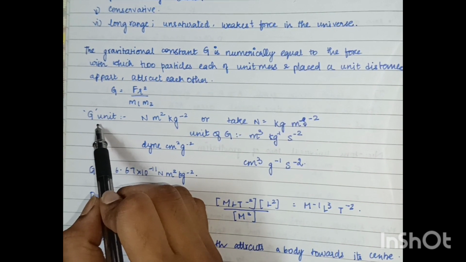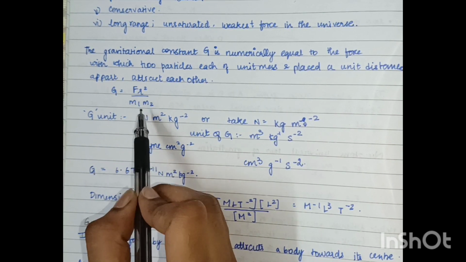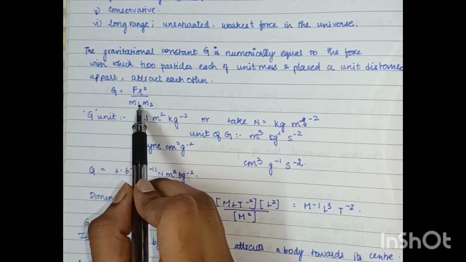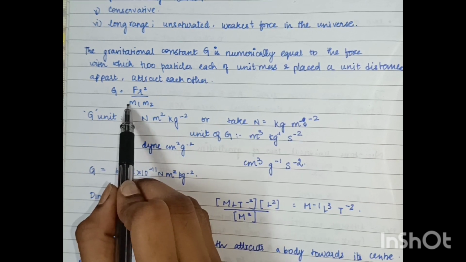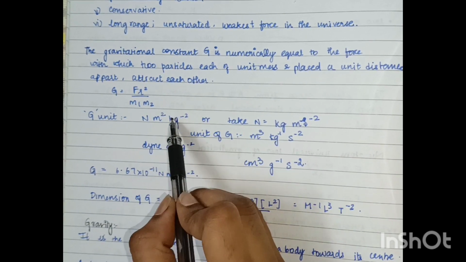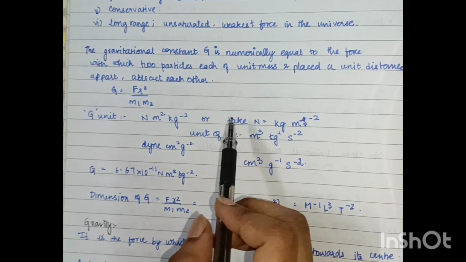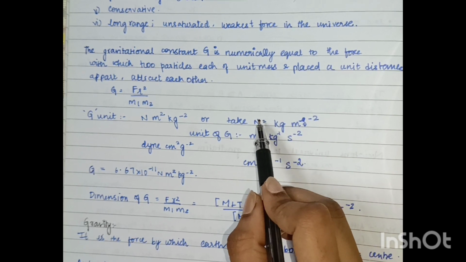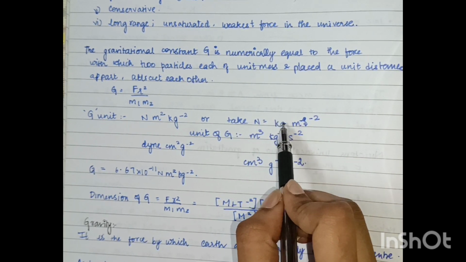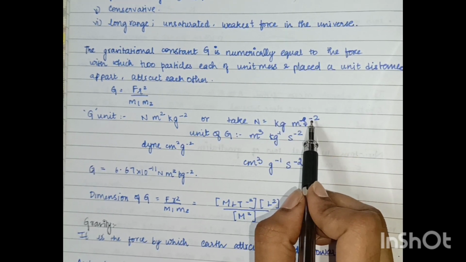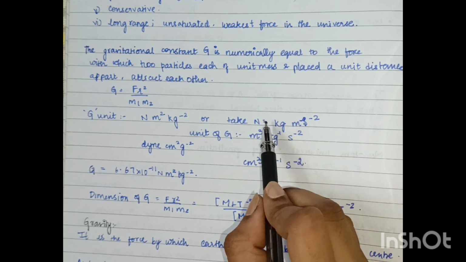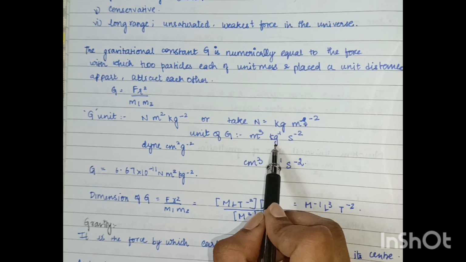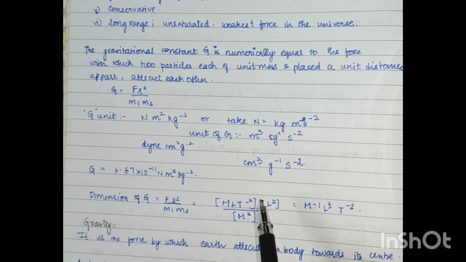So what is the unit of gravitational constant? It is force, and the unit of force is Newton. R square is radius square, that is meter square, and by m1 m2, both units are kilogram, so kilogram square, which comes up as kilogram power minus 2. We take Newton equals kilogram meter per second square. Why? We know F equals mass into acceleration. The unit of mass is kilogram and acceleration is meter per second square. Substituting this for Newton, we get meter cube kilogram power minus 1 second power minus 2.